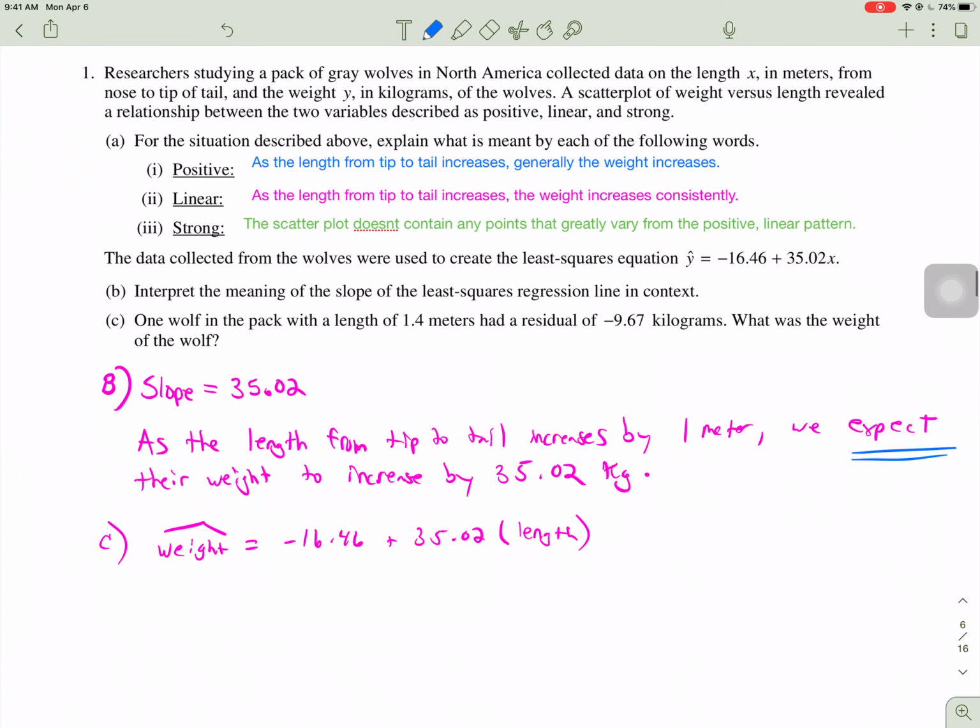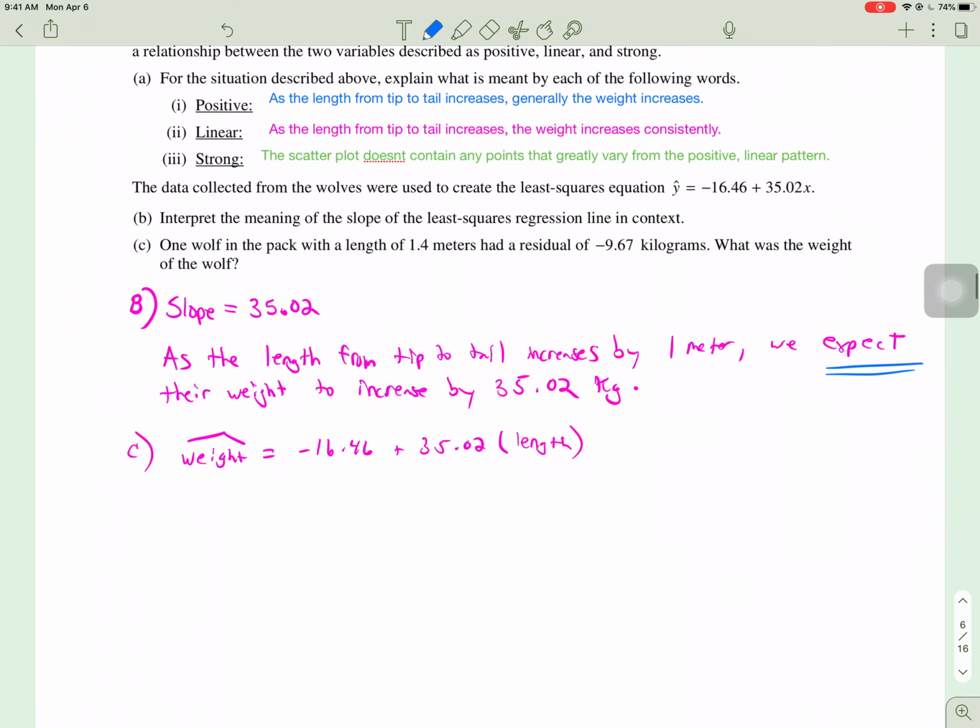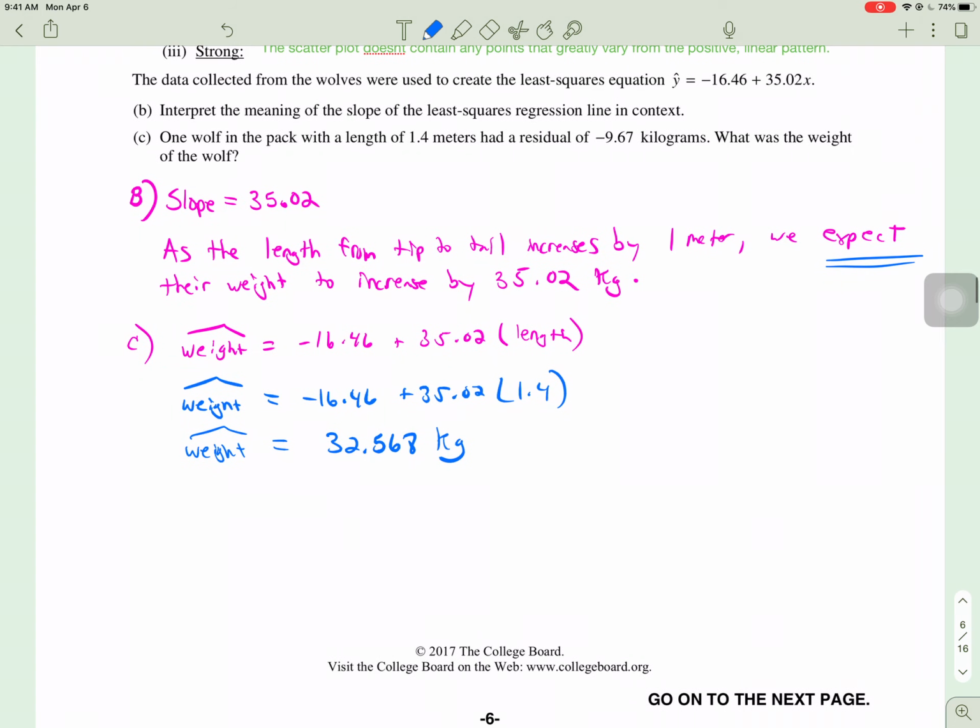Now, part C I'll do with you guys. Part C says, one wolf in the pack with a length of 1.4 meters had a residual of negative 9.67. What was the weight of the wolf? So first, let's find out what the predicted weight is. So predicted weight equals this equation. I'm going to plug in for the length 1.4. So we get the predicted weight, negative 16.46 plus 35.02 times 1.4 meters. And that tells me that their predicted weight is going to come out to, and I did this in advance, 32.568 kilograms. So that's their predicted weight, right?